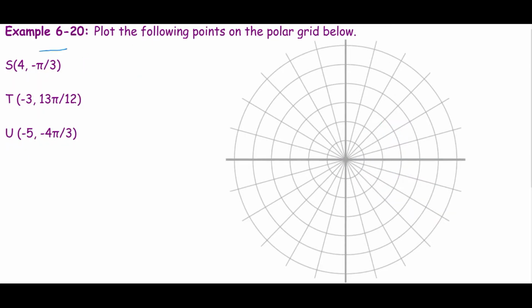All right, so we've got a couple more examples here. So this first one, S, is 4, -pi over 3. So again, I'm just going to mark these real quick here.